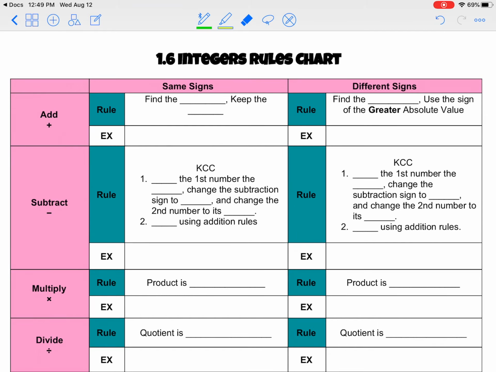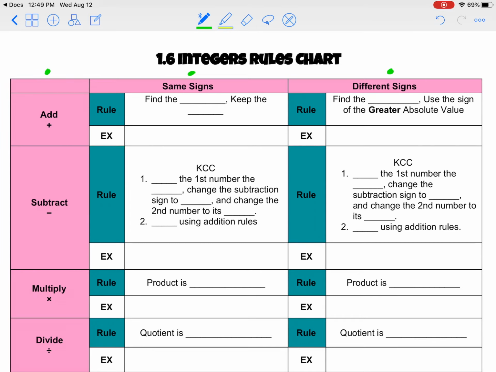Today we're talking about a recap of the integer rules. We're going to use this chart here. Now, here's how the chart works. First, we've got same signs and different signs columns. And then we're going to have our operations: add, subtract, multiply, and divide. And we're going to break each rule down for each one.